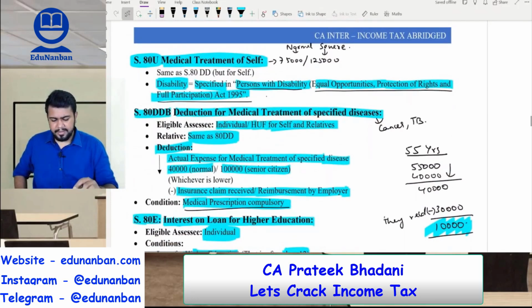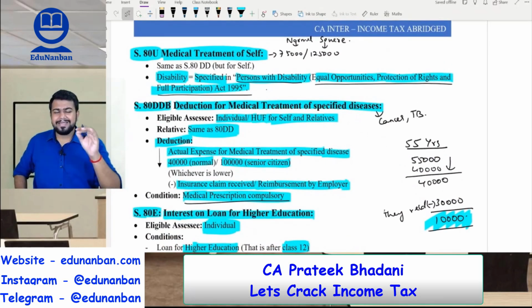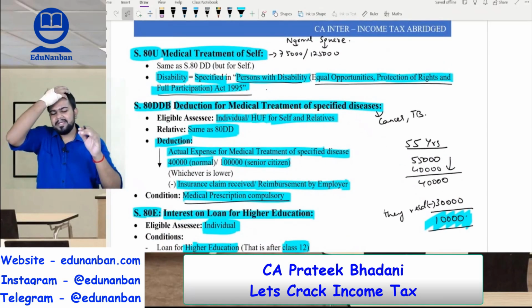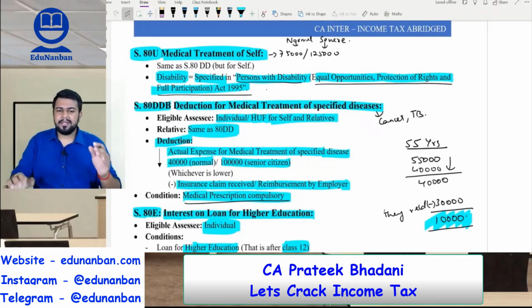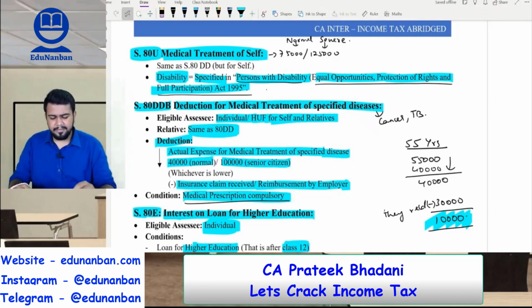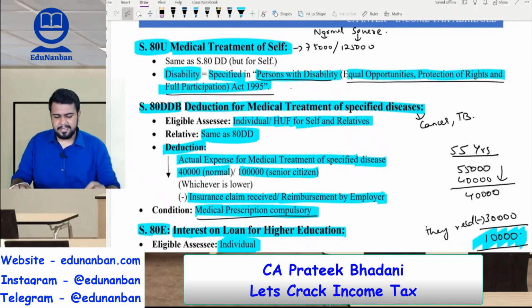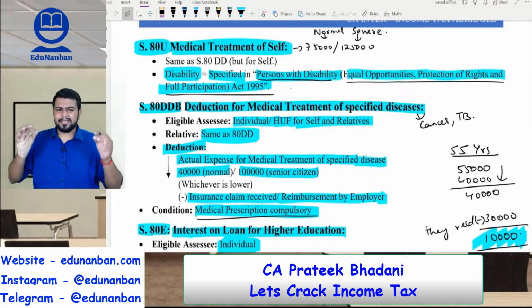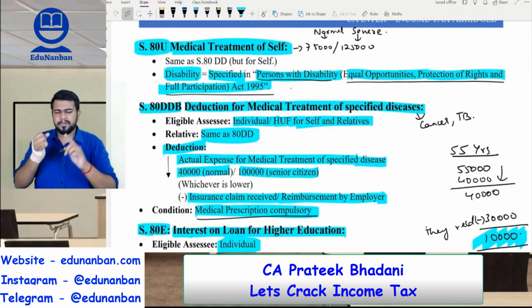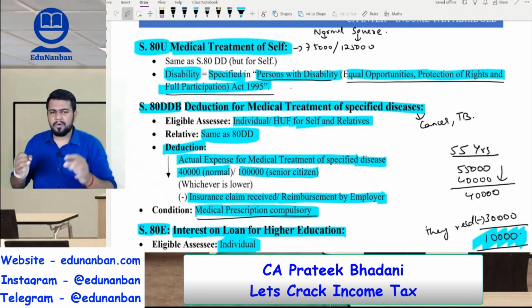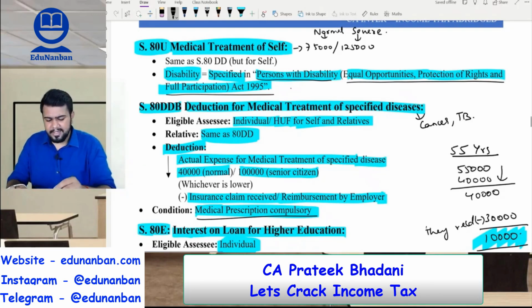Next, section 80U. Section 80DD we studied is for a dependent relative. However, 80U is for the assessee himself. So only an individual can claim section 80U. All the other conditions are the same as 80DD. The individual should incur any expenditure on himself for the purpose of medical treatment or deposit any amount for himself. Second, the individual himself should be suffering from a normal disability mentioned under 80U.